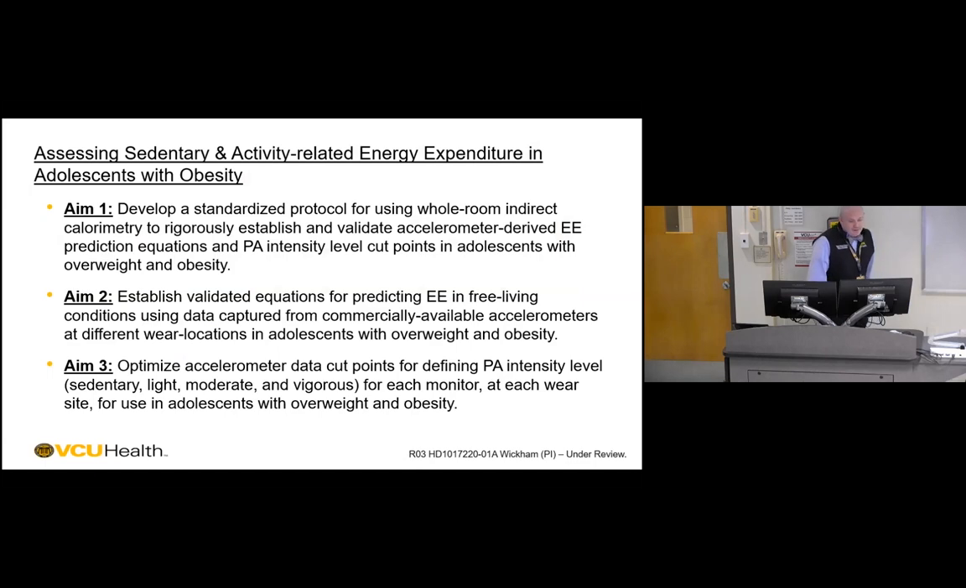So that led us to develop this protocol to look at how we can better establish the appropriate cutoff points for use in our research. And so what you see here aims for a revised RF3 that's currently under review and will actually be reviewed next week. So Aim 1 was to develop a standardized protocol for using the whole room indirect calorimeter to rigorously establish and validate accelerometer-derived energy expenditure prediction equations and physical intensity level cut points in adolescents with overweight and obesity.